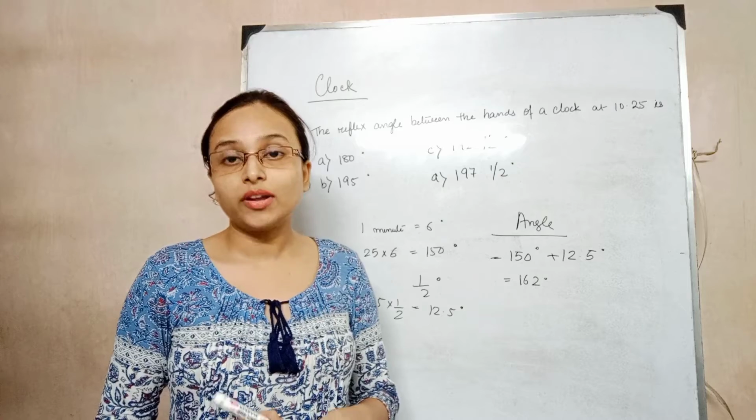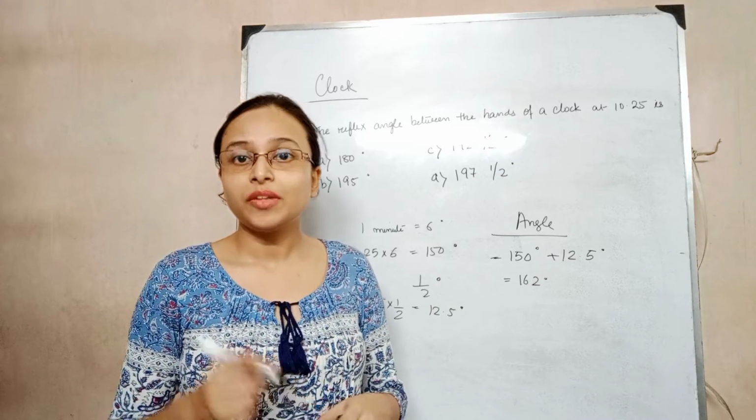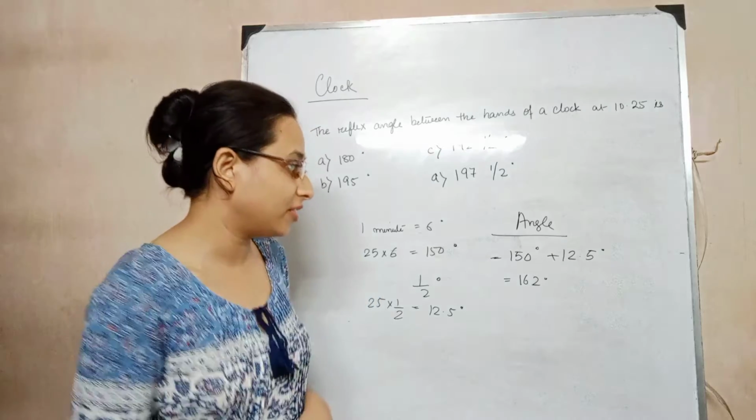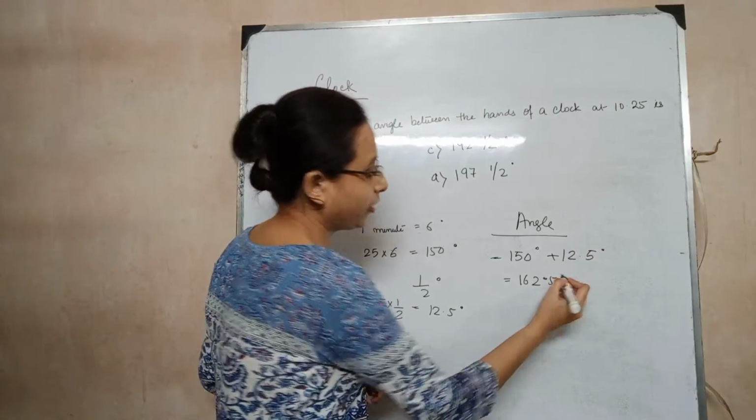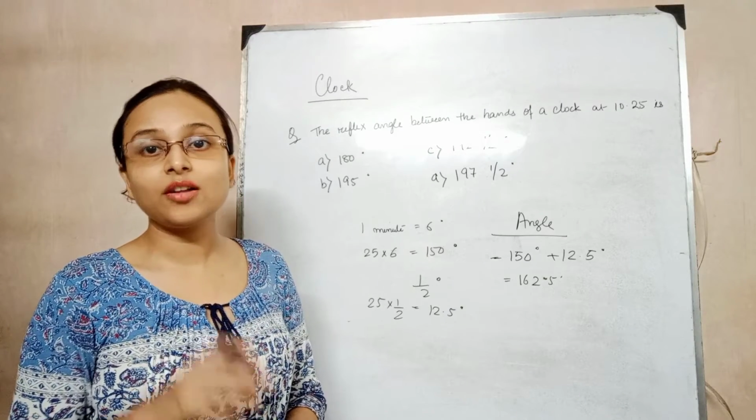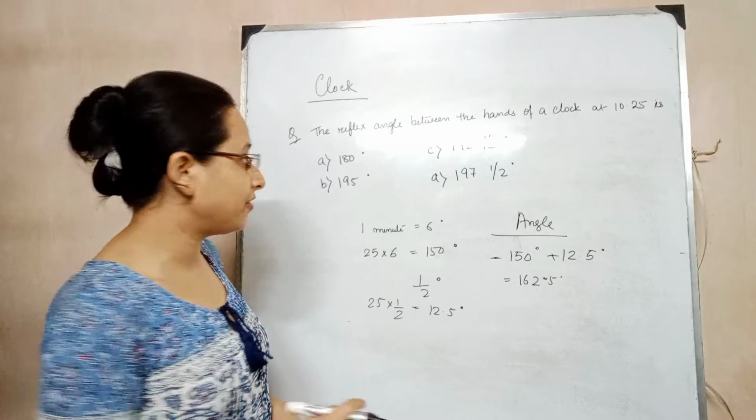Okay. Now, calculating the reflex angle. 360 degrees minus 162.5 degrees. Sorry, I had forgotten to write 0.5. 360 minus 162.5 gives us 197.5 degrees.